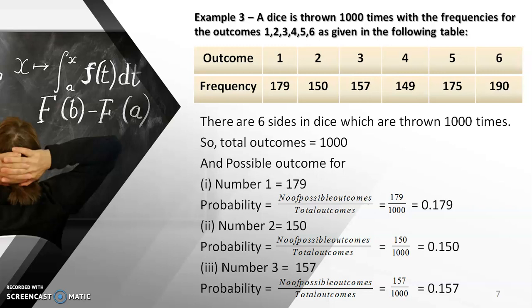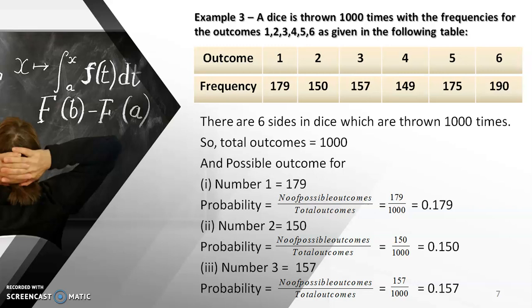So there are 6 sides in a dice which is thrown 1000 times. So total outcomes 1000 and possible outcomes for number 1 equals 179. So probability equals number of possible outcomes divided by total outcomes equals 179 divided by 1000. So answer is 0.179. Here the formula is the same.